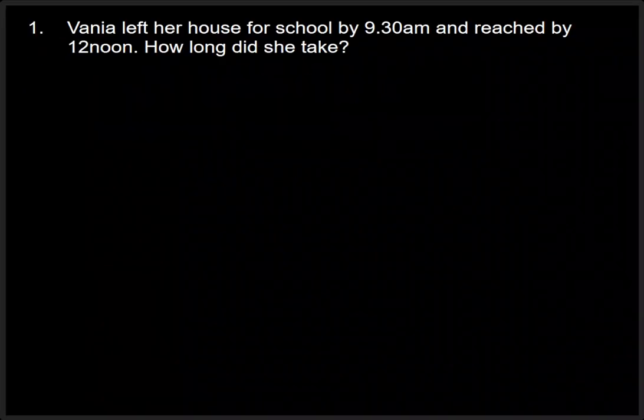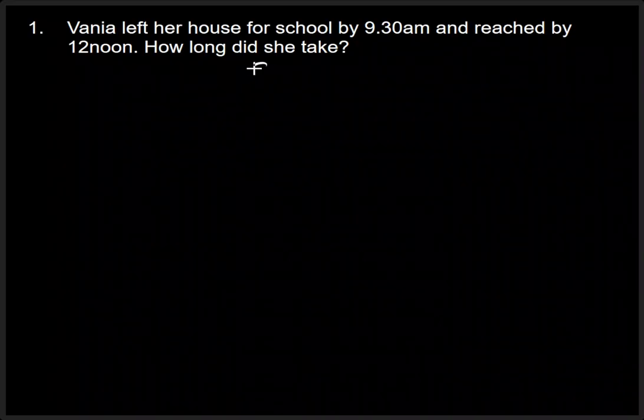Right. So let's see. Venia left her house for school by 9:30 a.m. and reached by 12 noon. So how long did she take?